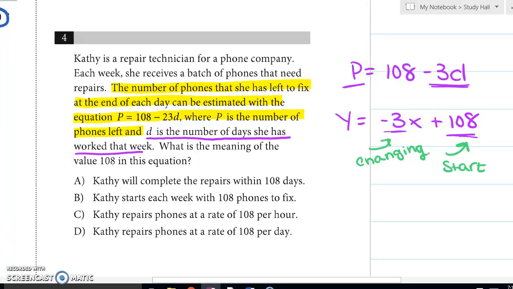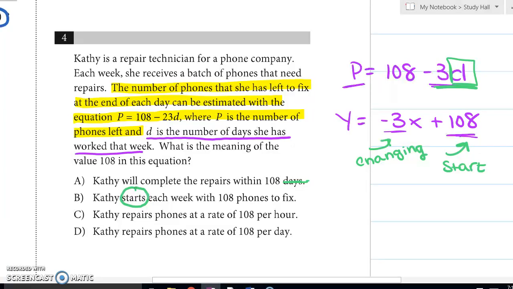So let's read the choices. Kathy will complete the repairs within 108 days. Remember that the y-intercept is a starting point. So the fact that it's going to take 108 days, remember that D counted for days. So 108 isn't going to be something that's represented with the word days. Choice B, Kathy starts each week with 108 phones. The key word starts here tells me that this could be a possible answer.